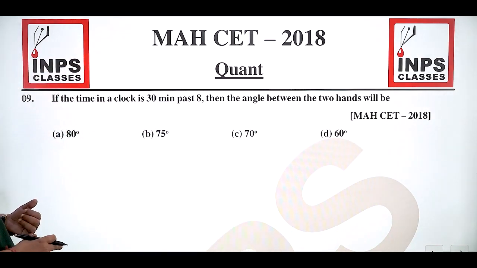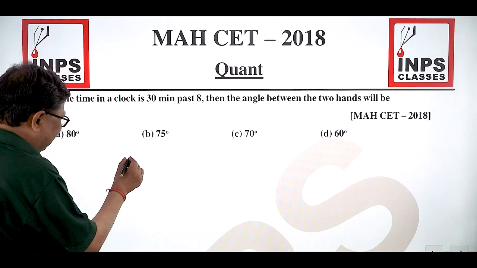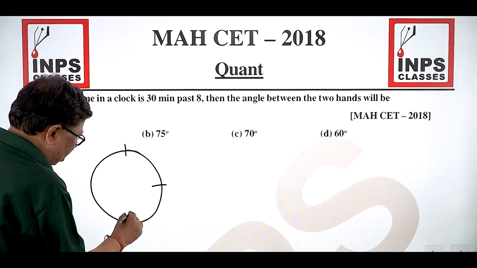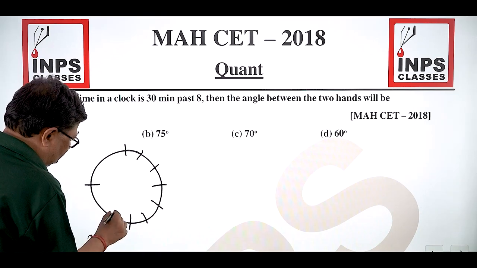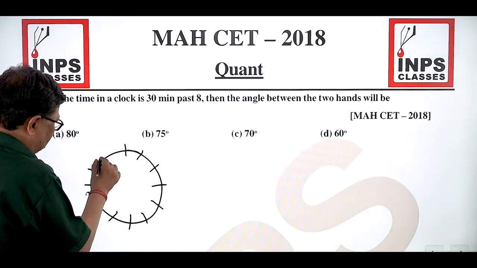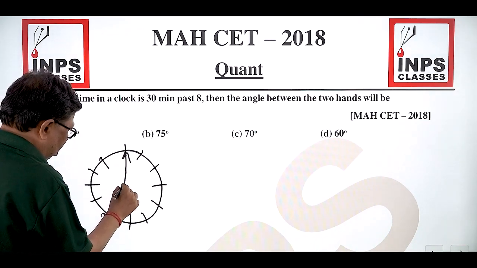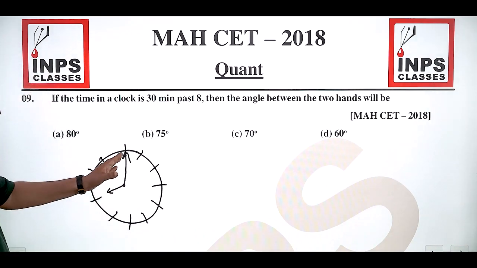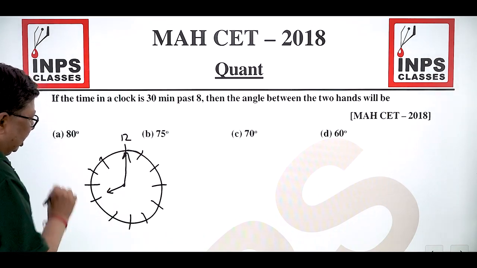Question number 9. If the time in a clock is 30 minutes past 8, then the angle between the two hands is, okay. At 8 o'clock, this is the position of the two hands. The minute hand is at 12 and the hour hand is at 8.